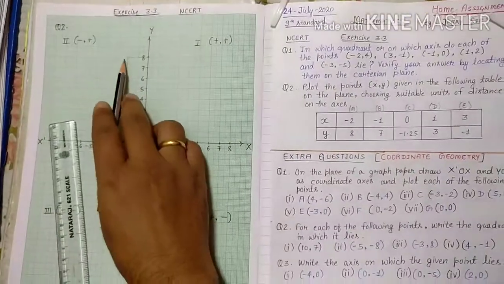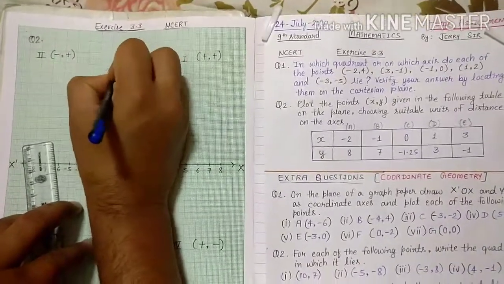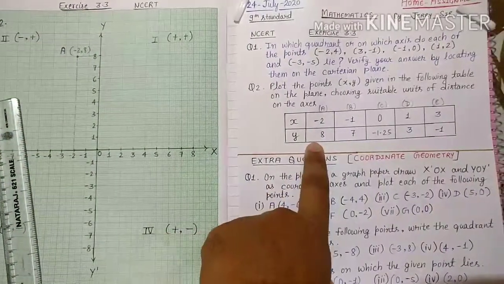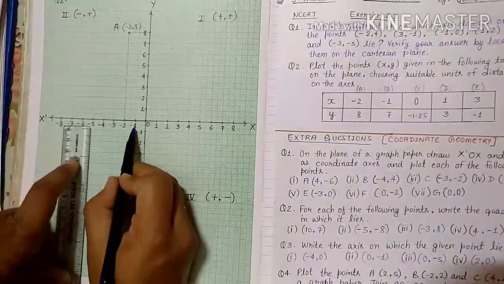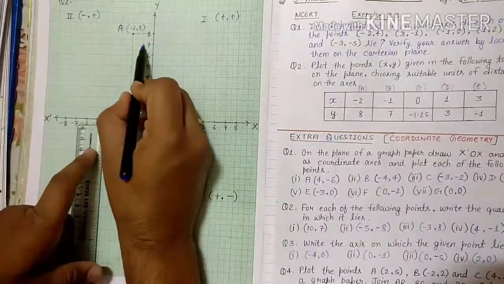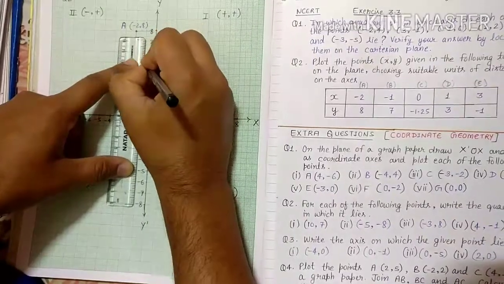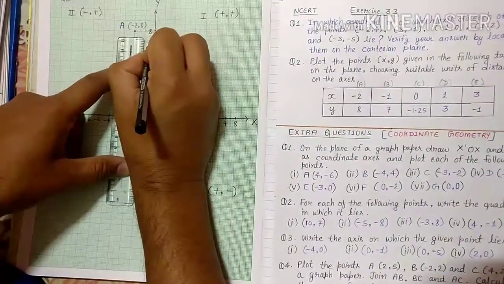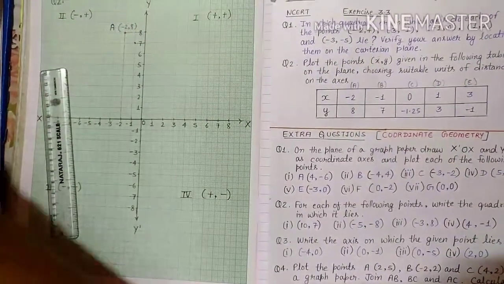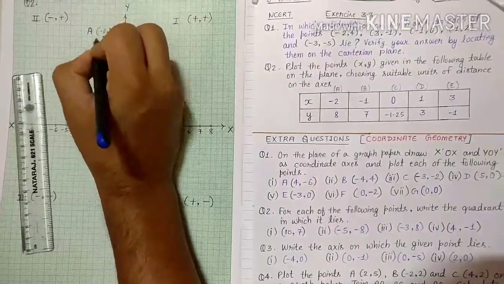I will show this point as (-2, 8), the coordinates of A. This is our first part. Now part B: (-1, 7). Minus 1 is the part of x, so minus 1 is here. Where is 7? 7 is here. Again, draw perpendicular distances with the help of a pencil, using dotted lines. So we got the point (-1, 7). This is part B. I hope it is clear.